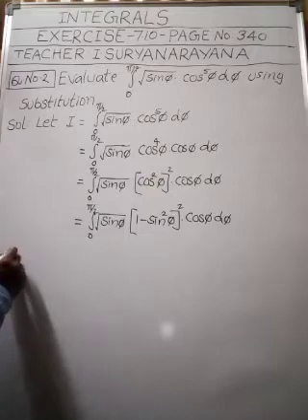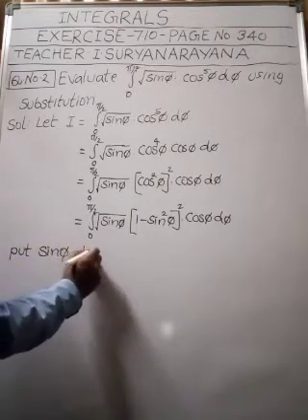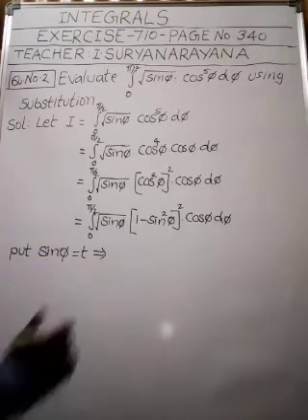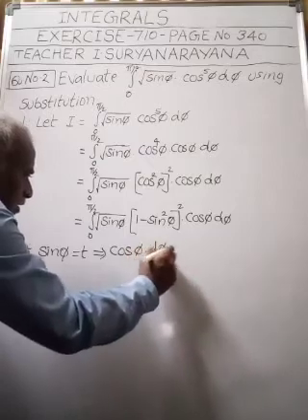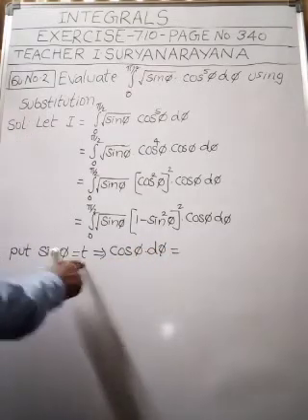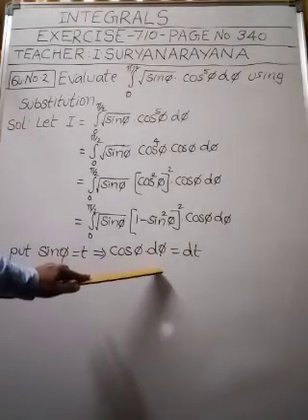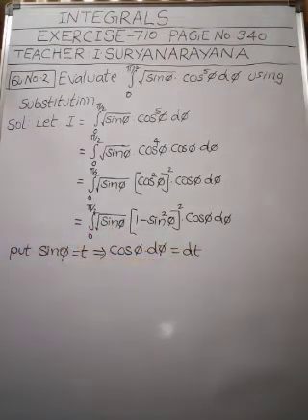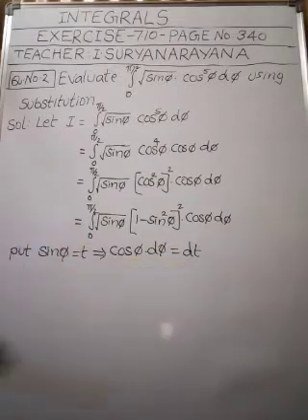Put sine phi is equal to t. Then what do you get? Derivative of sine phi is cos phi. So cos phi into d phi is equal to, what is derivative of t? 1 into dt. Because I am transferring this dt to the RHS, I directly wrote this step. Okay, my children, we got cos phi d phi is equal to dt.